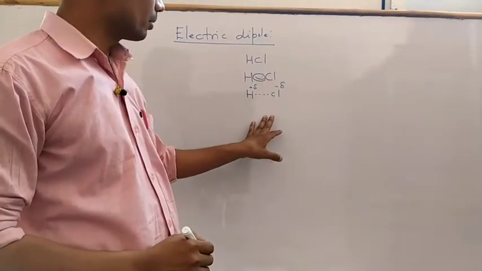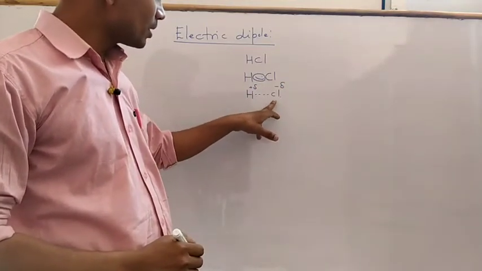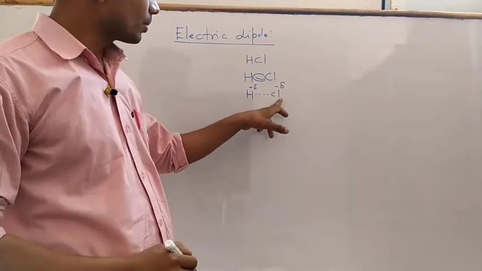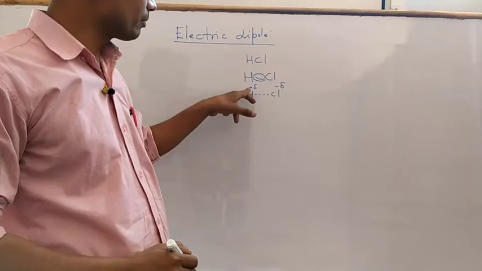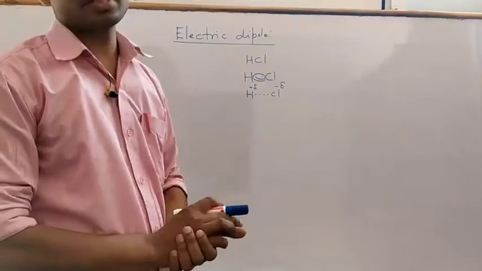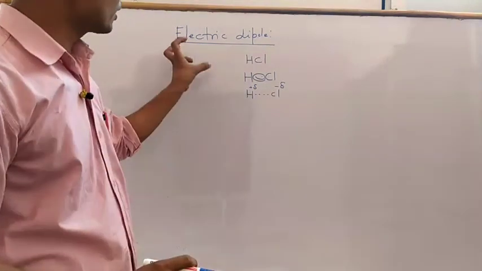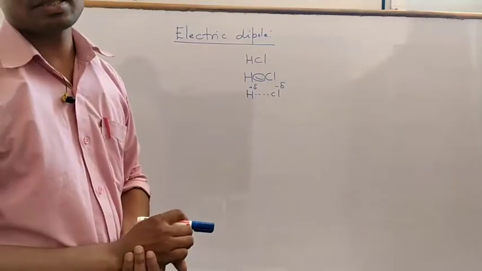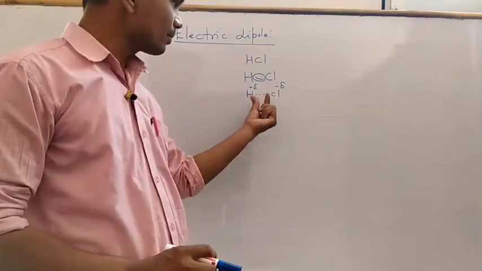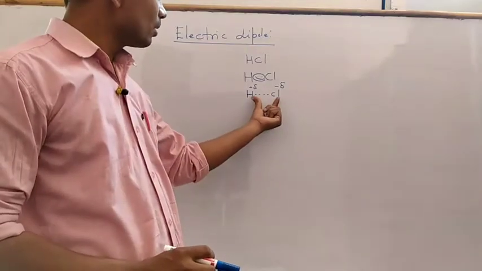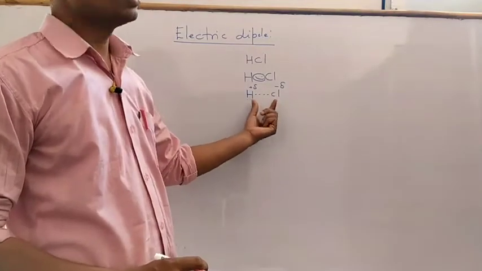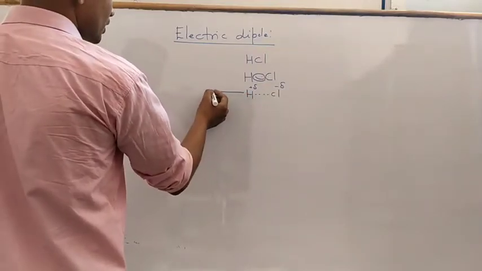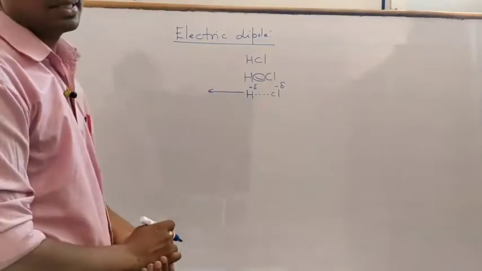Because chlorine is the highly electronegative atom. Now here you have to see that this is one system, in which this is the hydrogen and this is the chlorine. This one has positive charge, and this one has negative charge. So an electric dipole is a system of equal and opposite charges separated by some small distance. This is one example of an electric dipole.